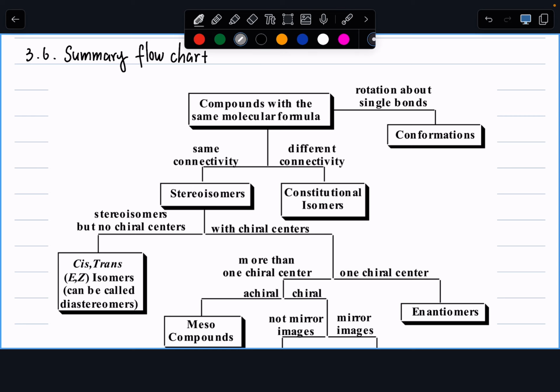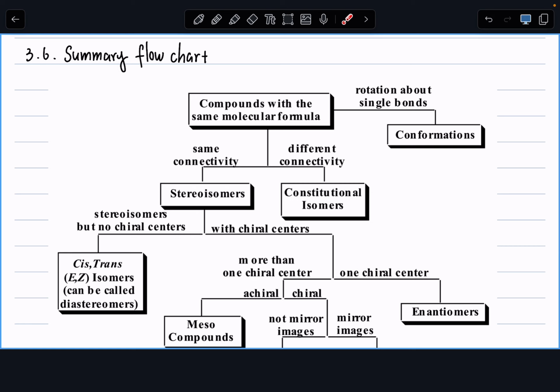So when we say molecular formula, we're saying whether it's like C4H8 or C4H6, that's the molecular formula. If their molecular formulas are different, of course they're different molecules. But for molecules with the same molecular formula, you want to first ask yourself, are we looking at conformation or rotation of single bonds? So what are the examples that we did together?